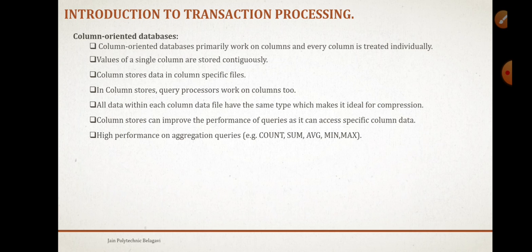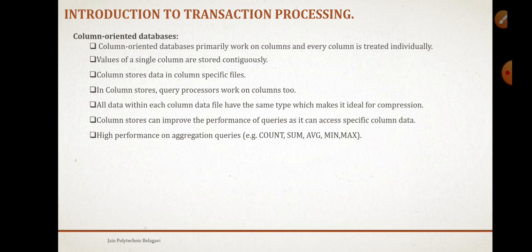So column oriented databases primarily work on columns and every column is treated individually. Values of a single column are stored continuously. Column stores data in column specific files. In column stores, query processors work on columns too. All data within each data file have the same type, which makes it ideal for comparison.